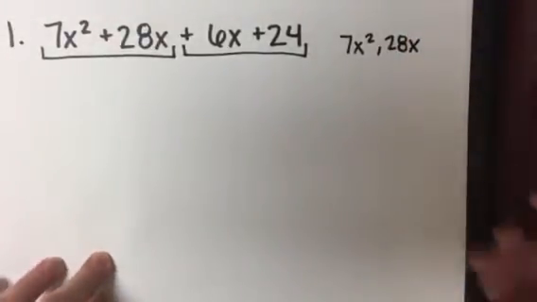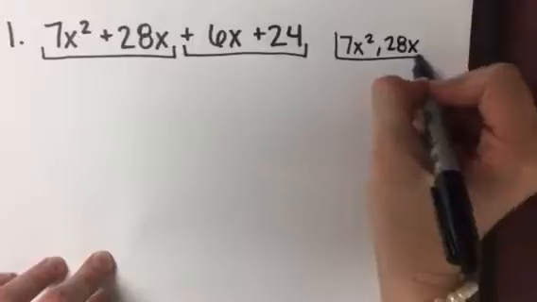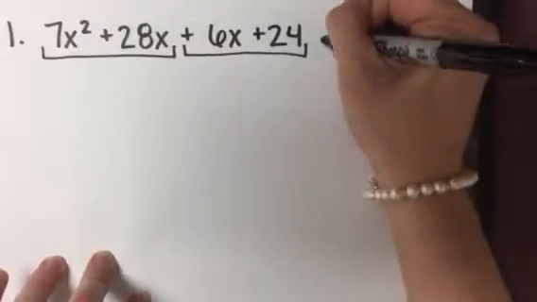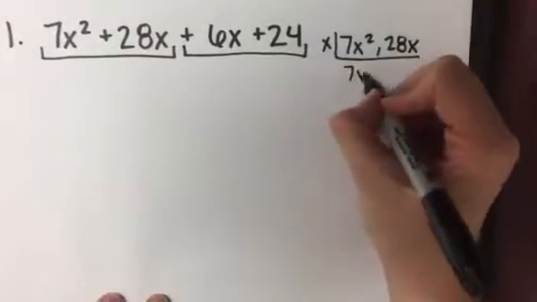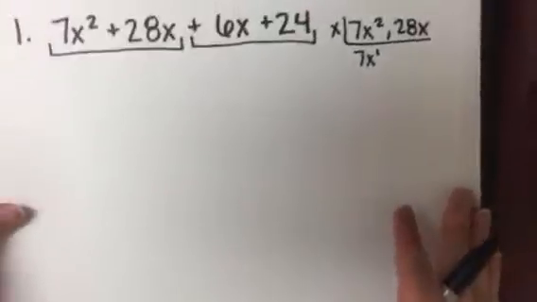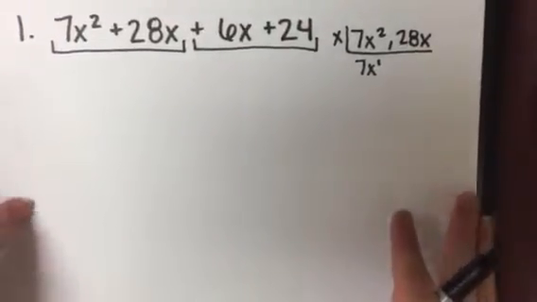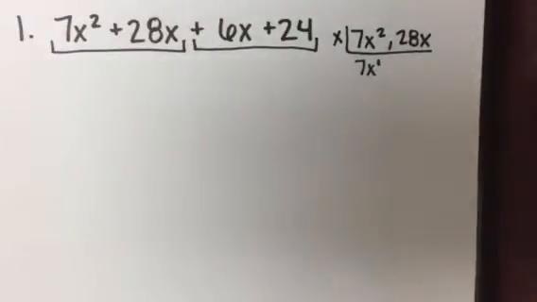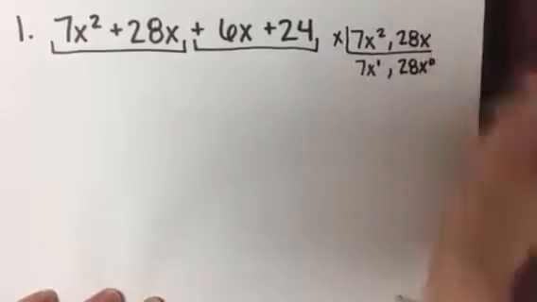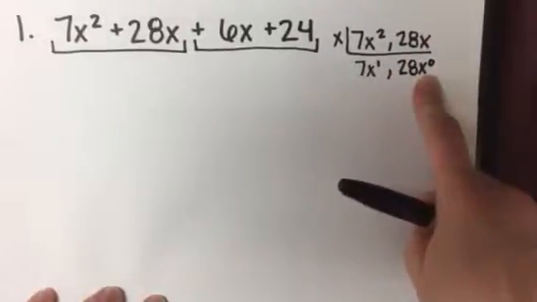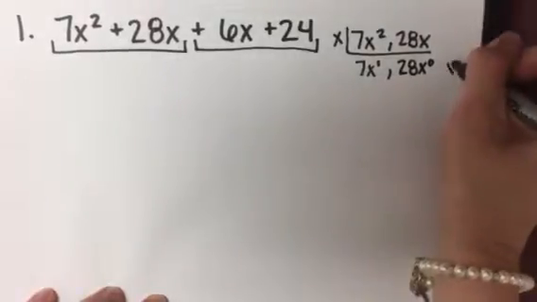Look for a variable first. They have an x in common. So we will divide 7x squared by x. That will give us a 7x to the first. Remember, when you divide by variables, you subtract their exponents. X divided into 28x is 28x to the 0. X to the 0 just equals 1, so that's really just 28 times 1.